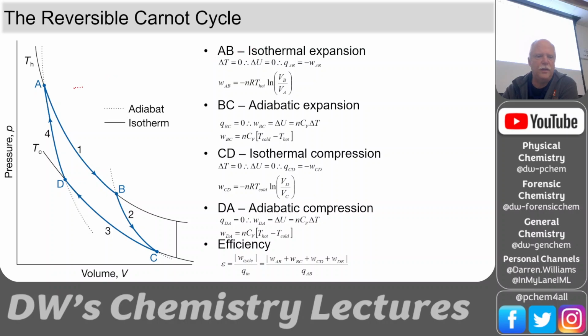Okay, so this first leg, A to B, is isothermal expansion. Since it's isothermal, let's go through and look at all of the things that fall out from that. So delta T equals 0. Therefore, there's no change to the internal energy, because the internal energy is Cv times delta T, and if delta T is 0, then there's no change in internal energy. So the work and the heat are the same magnitude, opposite sign. So when you find one, you flip the sign, you've got the other.